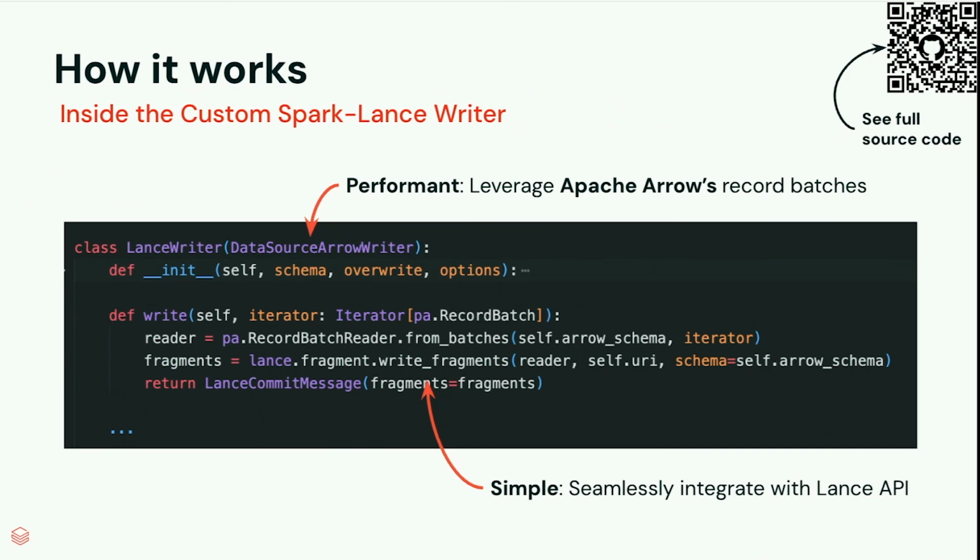So how it works under the hood: in just three lines of code, we can build a fully functional LensDB Lens writer to convert a Spark data frame into the Lens format. It's performant because it can leverage Apache Arrow under the hood. Arrow minimizes the serialization overhead, enabling fast zero-copy data transfer between the JVM and the Python process. And it's also very simple. You can use LensDB's API and Spark's data frame API together, and it can be seamlessly integrated with Apache Arrow.